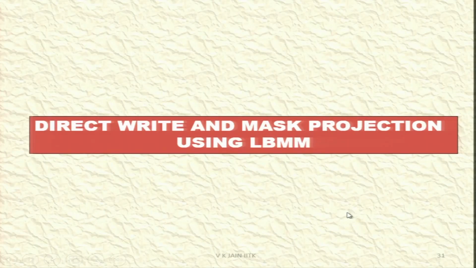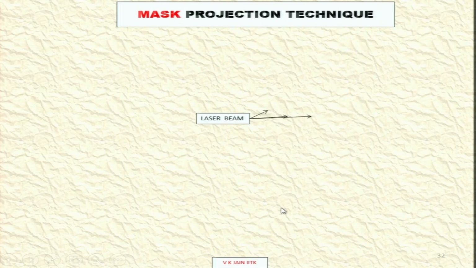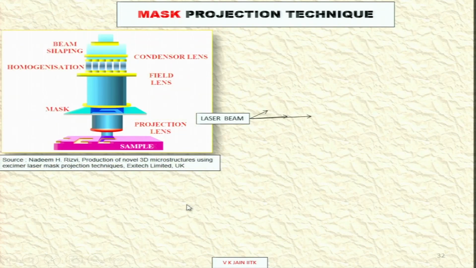Now this is the direct write and mask projection using laser beam micromachining. This becomes a one-step process for making the feature on the workpiece. Mask projection technique: here the projection lens is there, sample is there, mask is there, and the field lens is there.